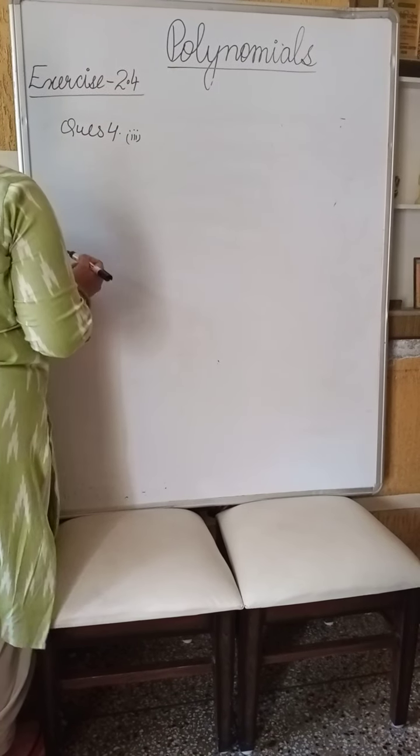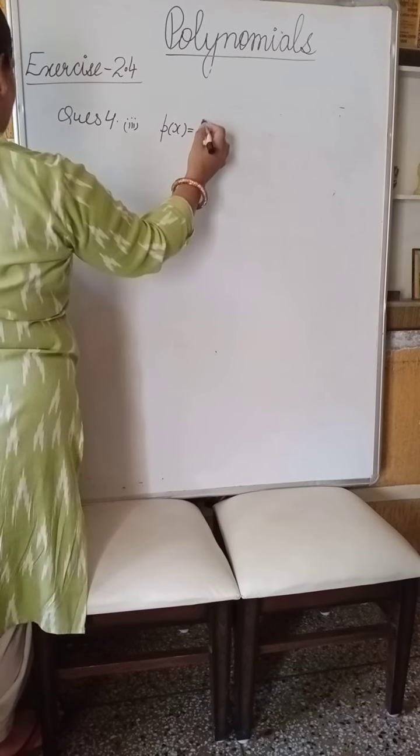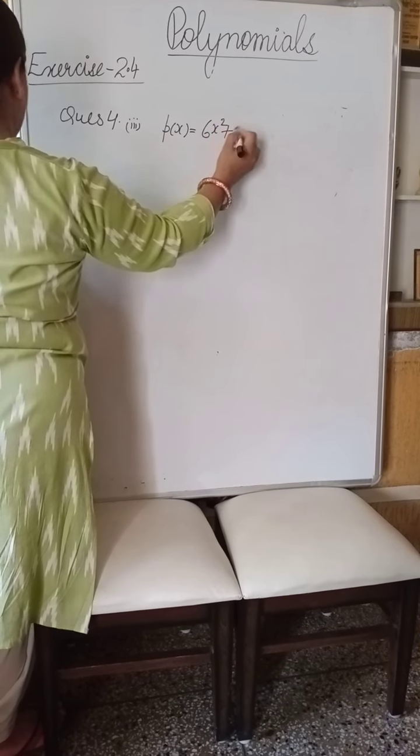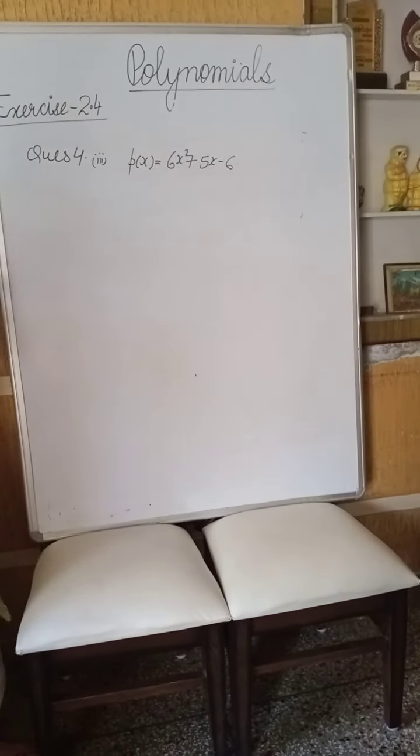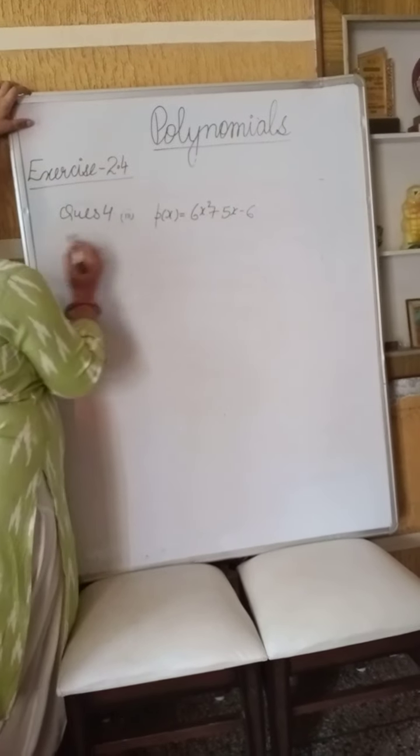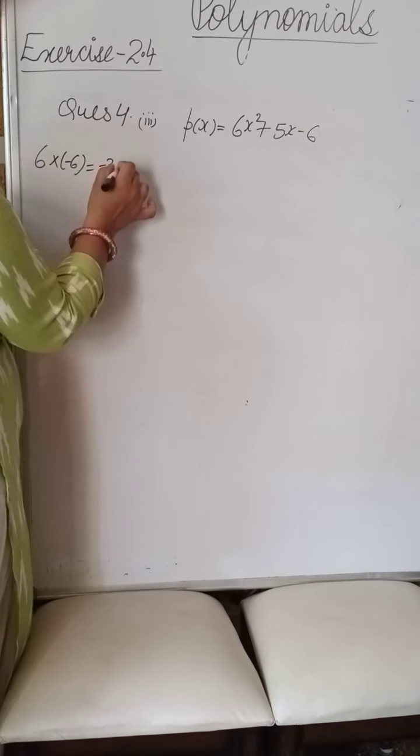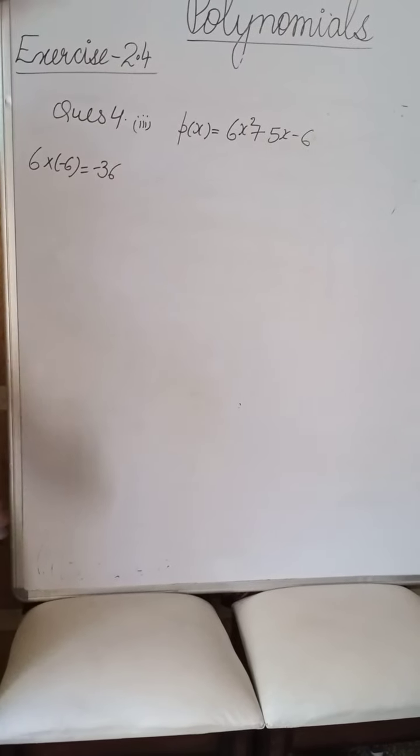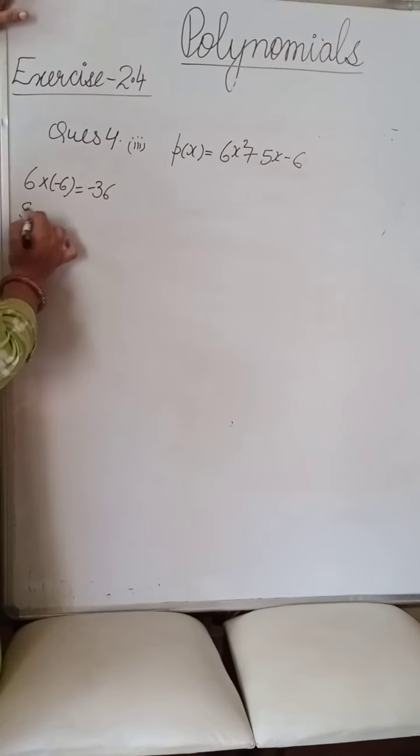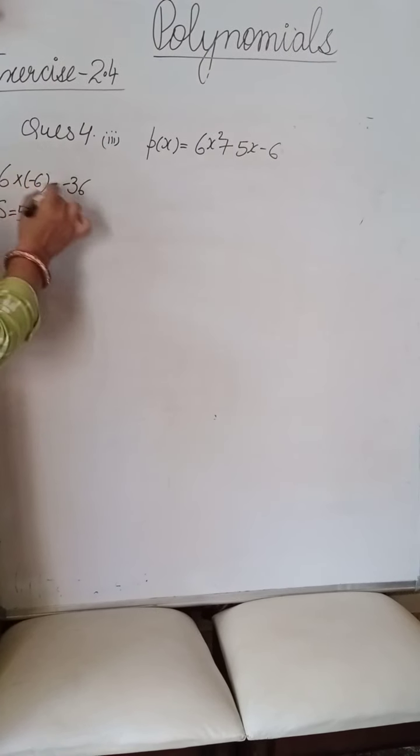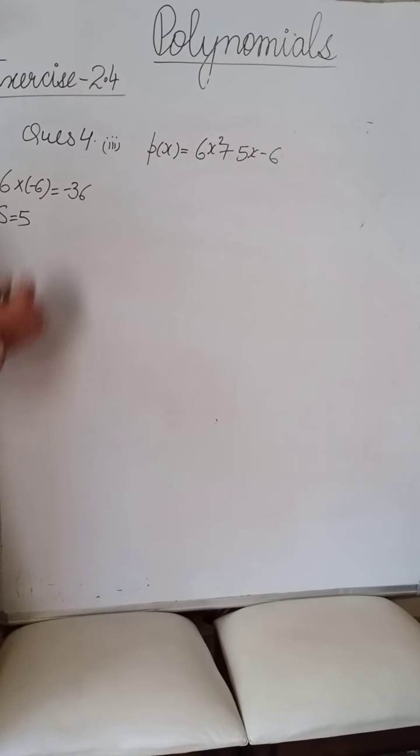Now coming to the third part, that is p(x) equals 6x square plus 5x minus 6. The same thing you will repeat from here. 6 into minus 6. What do you get as a product? Minus 36. You will take this sign with the terms and the sum must be equal to 5. Product must be equal to minus 36. So you can make the factors.